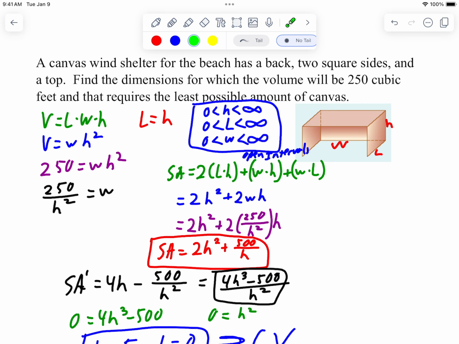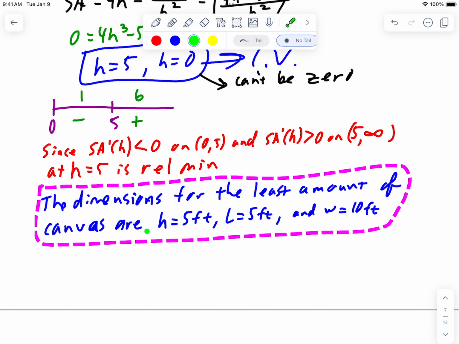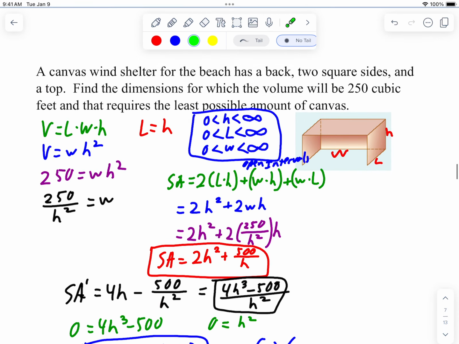Okay, so what did we come up with? Well, I got the dimensions. The height should be 5 feet, the length should be 5 feet, and the width should be 10 feet. That's what you got too? Awesome, nice work. If you didn't though, let's talk about it.